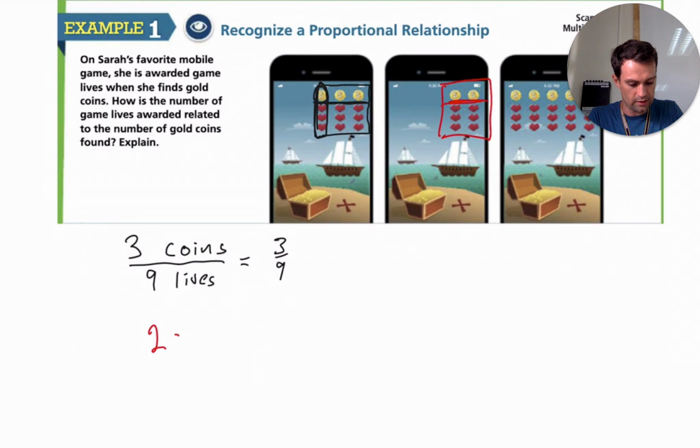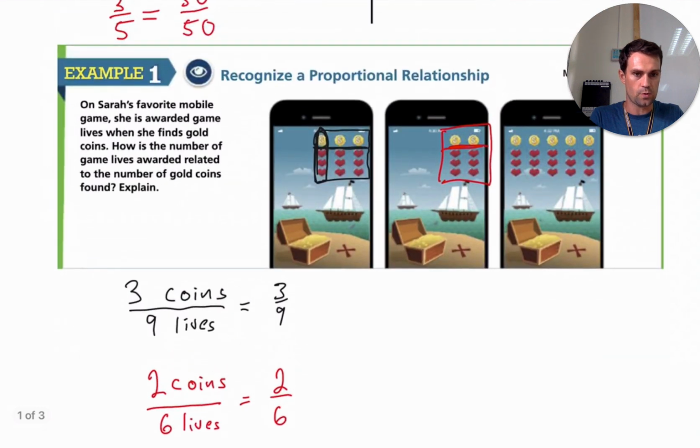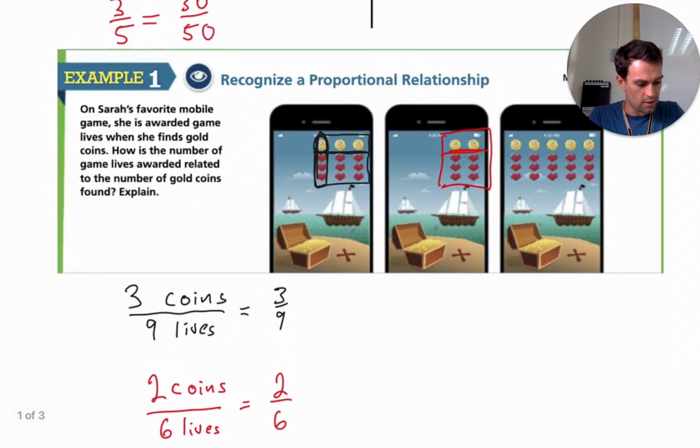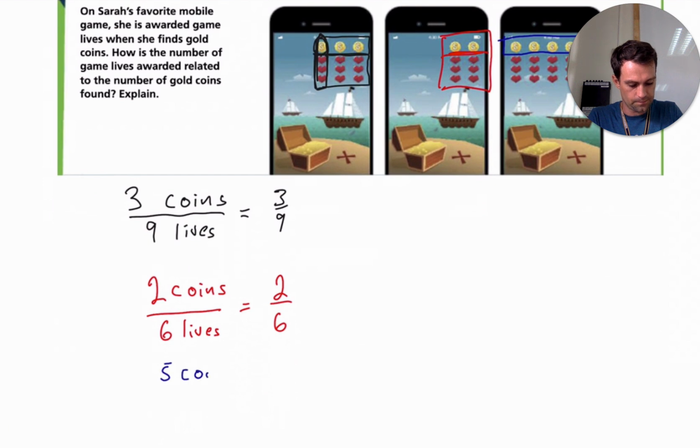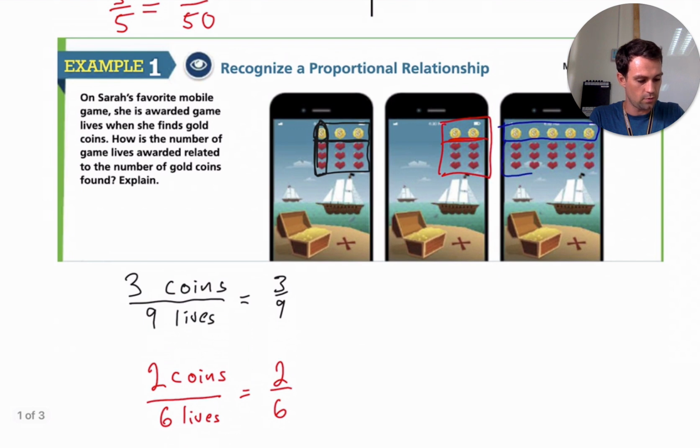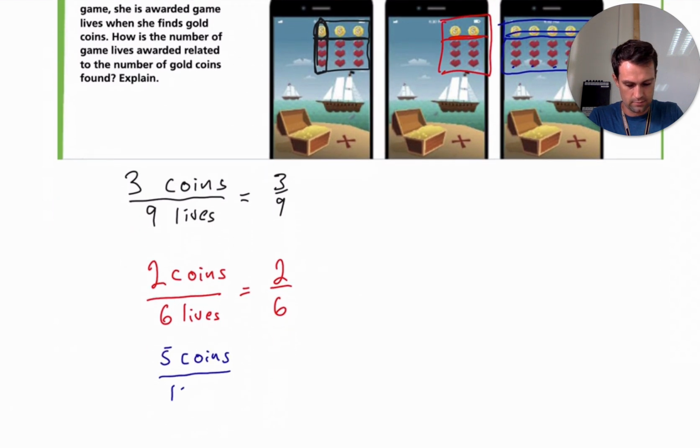Or this one here, I'll do it in red. 2 coins, she will get 6 lives. So this would be 2/6. And the last one we can see is she has a total of 1, 2, 3, 4, 5 coins with a total of how many? 1, 2, 3, 4, 5, 15 lives. So this would be 5 out of 15.